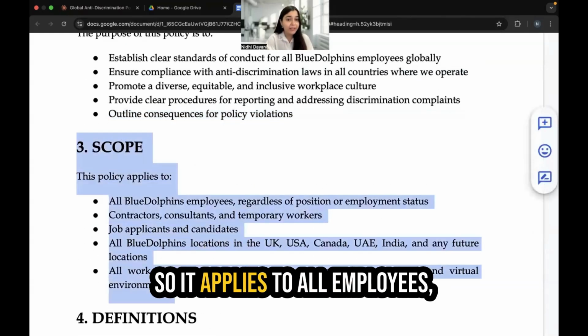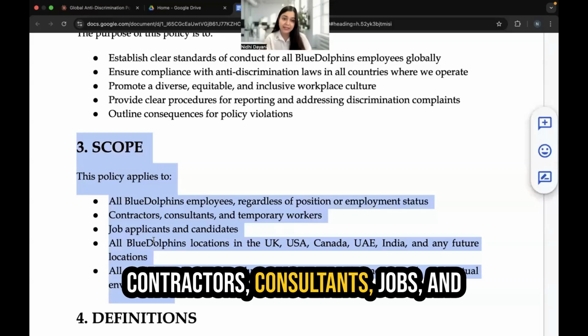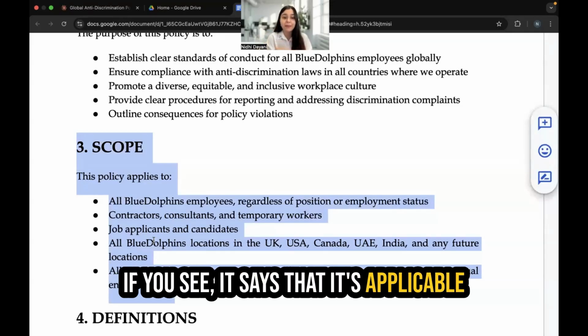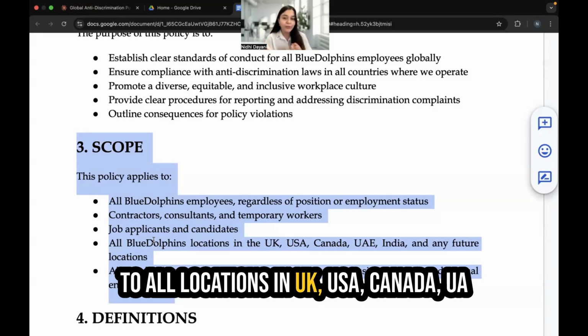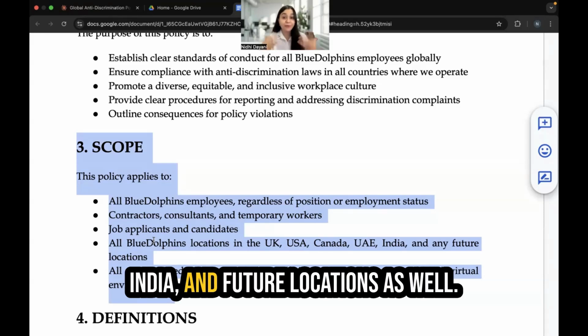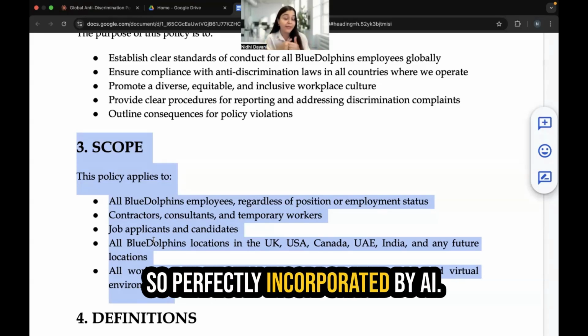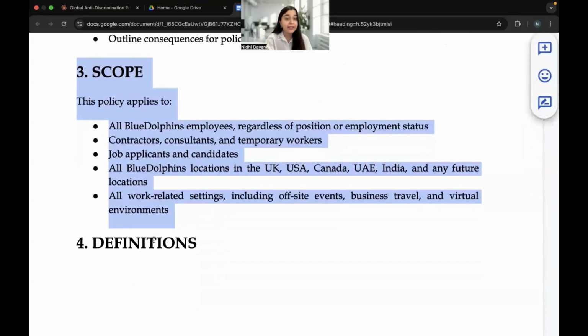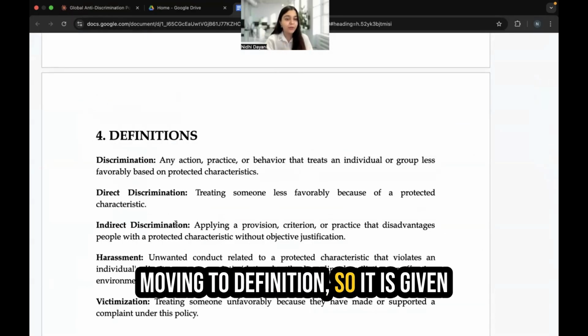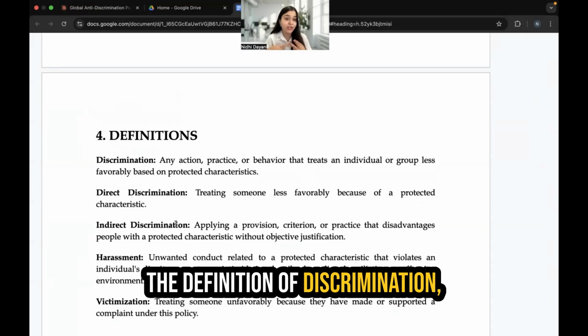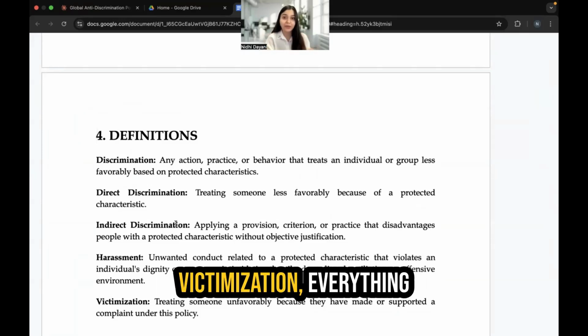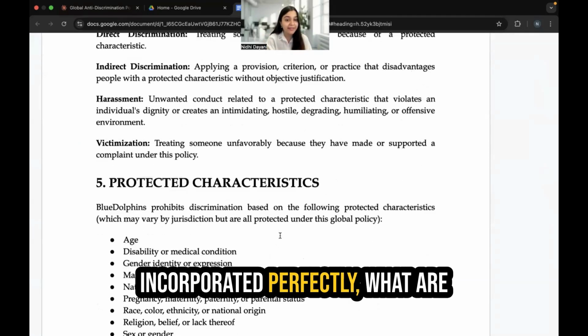So it applies to all employees, contractors, consultants, jobs. And if you see, it says that it's applicable to all locations in UK, USA, Canada, UAE, India, at future locations as well. So perfectly incorporated by AI again. Perfect. Moving to definitions. So it is given the definition of discrimination, indirect, direct, harassment, victimization, everything incorporated perfectly.